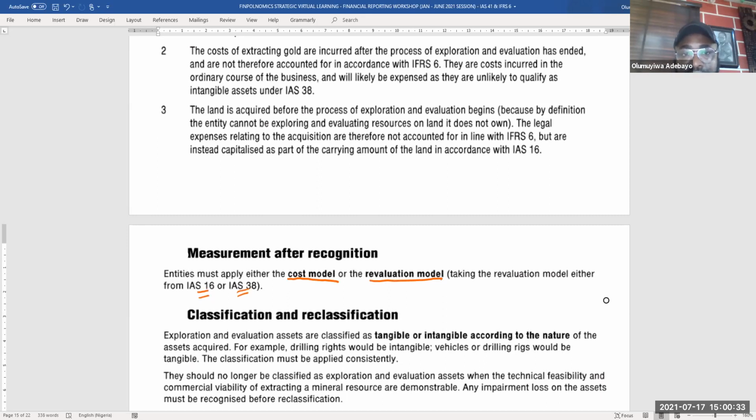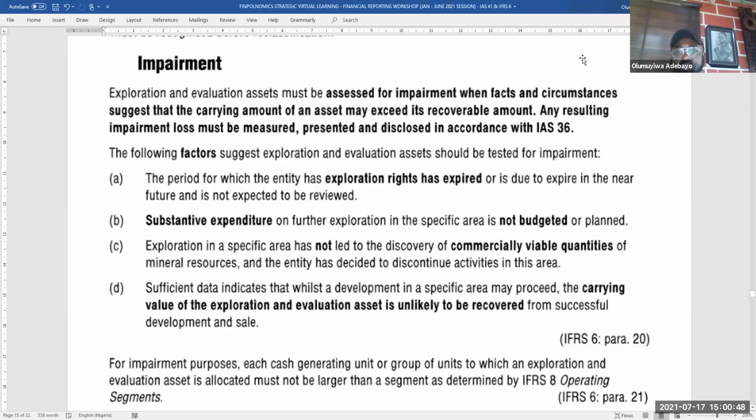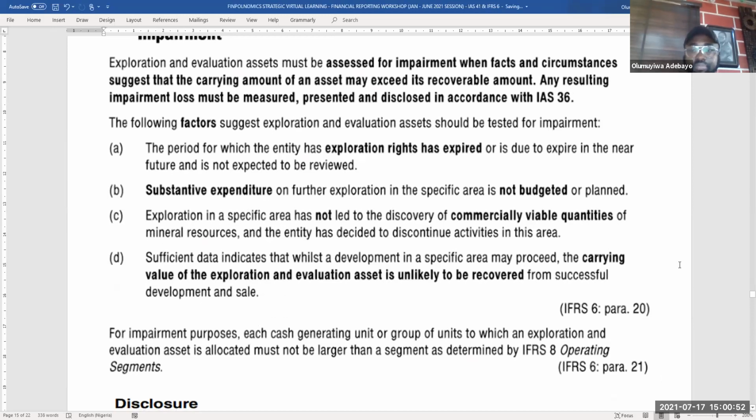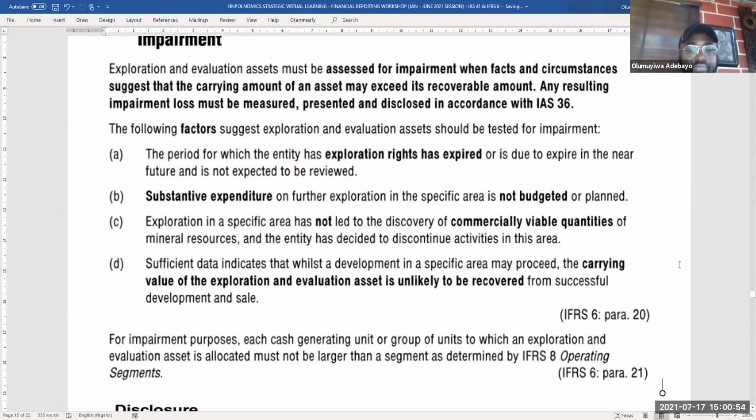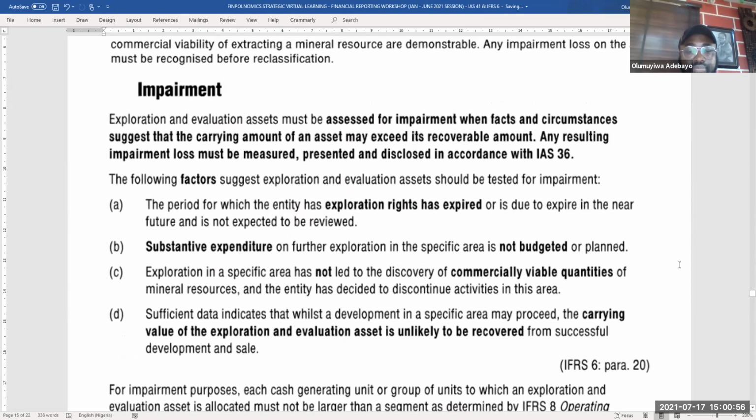Now let's talk about impairment. So we've discussed extensively about impairment of assets under IFRS 6. Let's see whether there's a material difference and what are the factors that contribute to an impairment assessment. And now, I want you to assist me in this. Impairment.